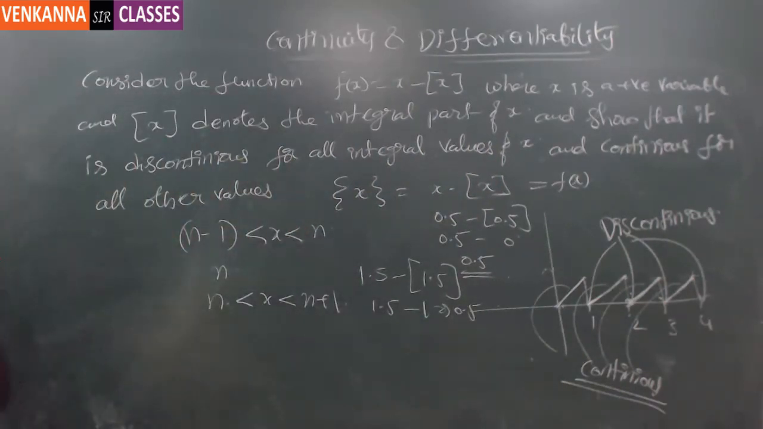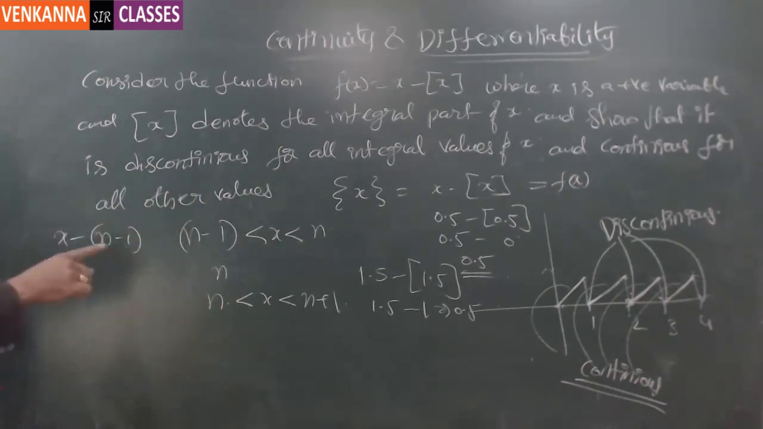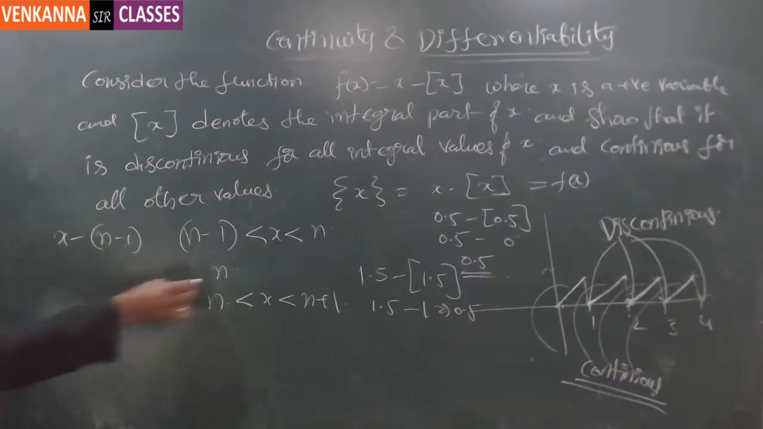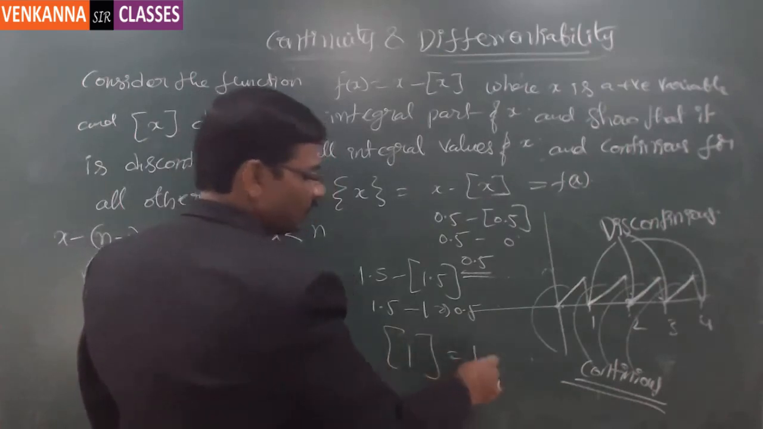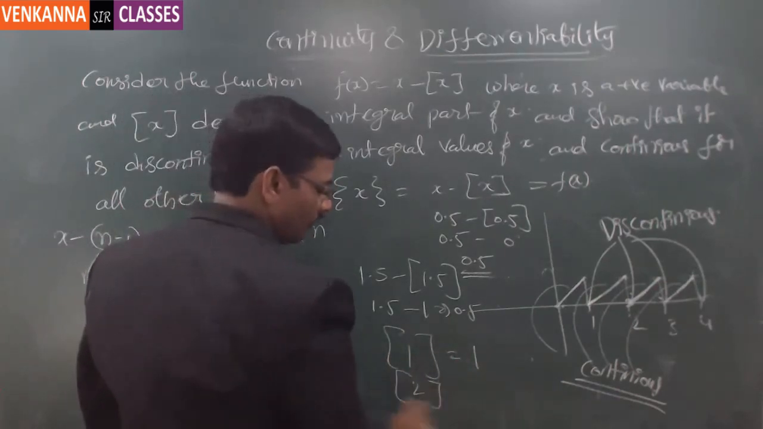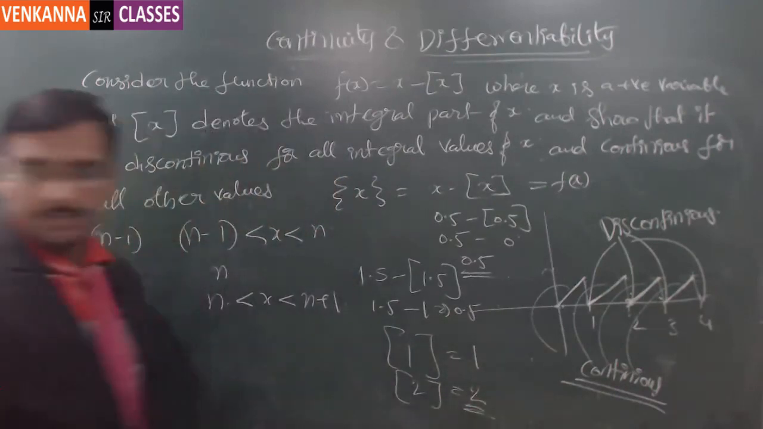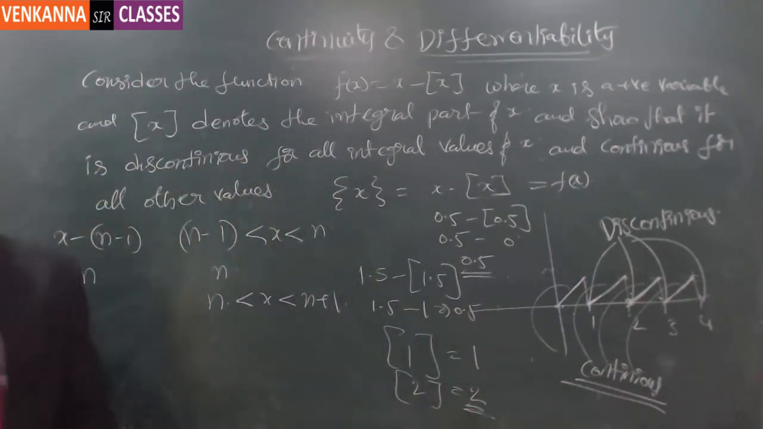Now here, what is the function value? This is x minus n minus 1 is the function value at this point, because that is the integral part of it. That is x minus step of x. So step of x will be n minus 1. Now exactly at x is equal to n, this value will be straight away equal to n. Got it or not? So what is step of 1? This will be 1 only. Step of 2, this will be 2 only. Got it? Now n to n plus 1, this will be x minus n, definitely, right?